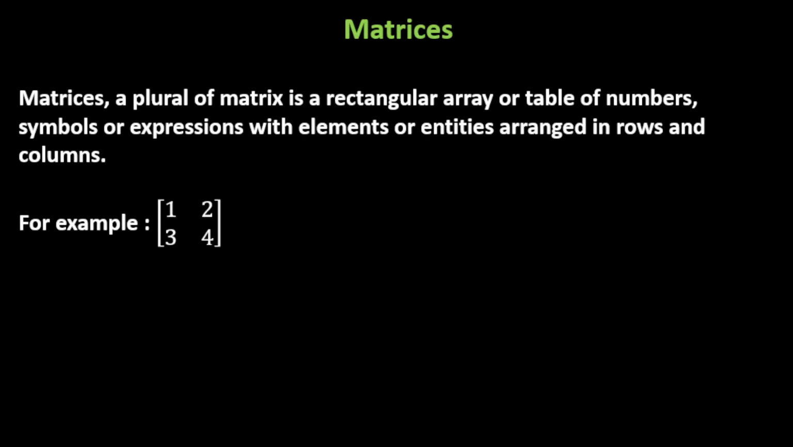So first of all, let's understand the meaning of matrices. Matrices, a plural of matrix, is a rectangular array or table of numbers, symbols or expressions, with elements or entities arranged in rows and columns. So this definition we'll understand with the help of the example I have shown here. So what does it mean? In very simple words, it's the arrangement of numbers in rectangular form.